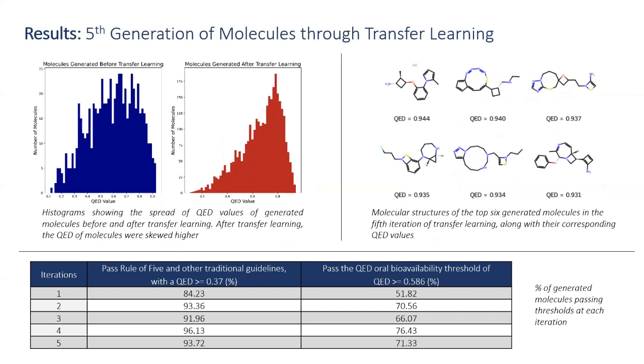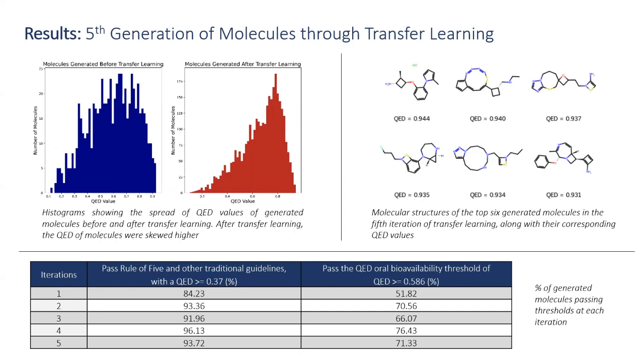Finally, here on the right, you can see some of our top generated molecules in the 5th generation of our model. And at the bottom, you can see the percentage of molecules passing each of our thresholds across the generations. And while these results are extremely important and promising, it's important to remember that NovoMol's true application would be to design drugs for a specific drug target.